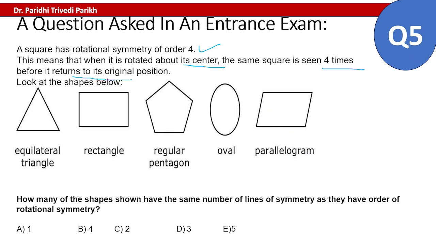That is equilateral triangle, rectangle, regular polygon, oval and parallelogram. Now, how many of the shapes shown have the same number of lines of symmetry as they have order of rotational symmetry? So, let's check that out.